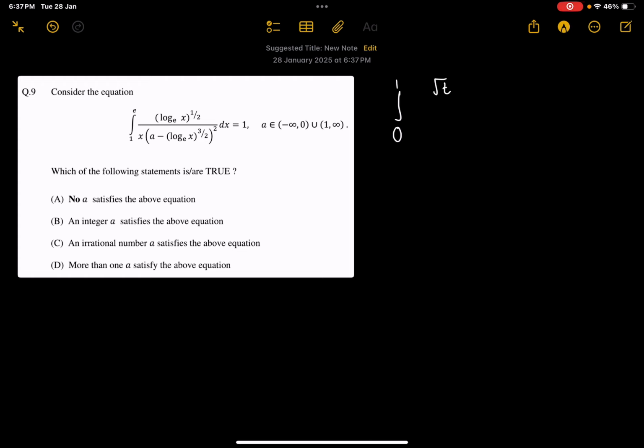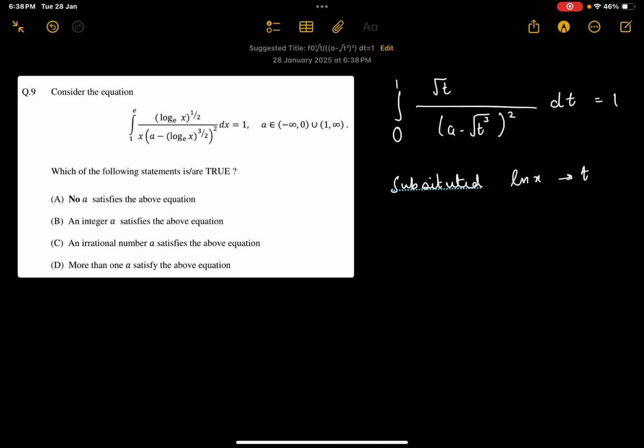We have a root t in the numerator. In the denominator we have (a minus t) cubed squared, and dx by x will become d ln x, which will become dt. We are given this is equal to 1. So what we did is we substituted ln x by t.